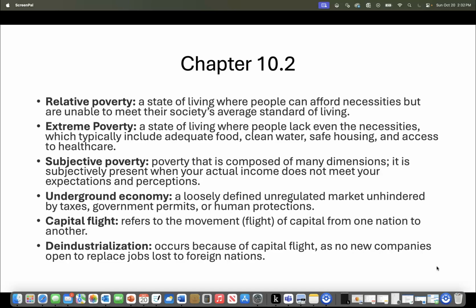We also have the concept of capital flight, which relates to deindustrialization here, refers to the movement or flight of capital from one nation to another. You saw a lot of that here as we started to lose manufacturing to Asia. You saw a lot of investment being made in those countries. And then finally, deindustrialization occurs because of capital flight, because you don't have anybody to build the stuff, right? Because there's no new companies opening to replace the jobs that were lost to those foreign nations. Nobody's building factories, right? So we're starting to deindustrialize. So that's how those two terms interrelate.